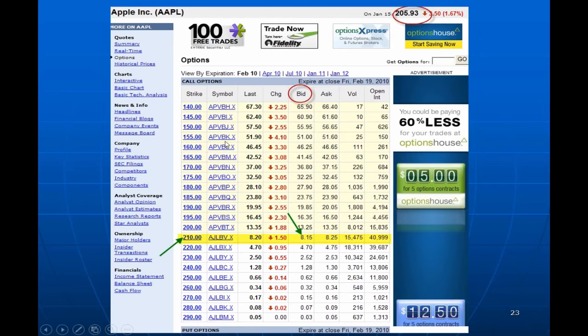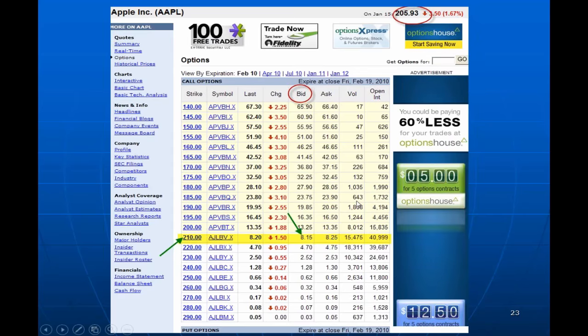But just to take it home now, I highlighted the 210 out of the money strike, which generated $815 per contract, which represented a 4% initial return. Now, if the price of Apple goes to 210, we generate another $407, another 2%. So we have an opportunity in this case for a 6% 1-month return.